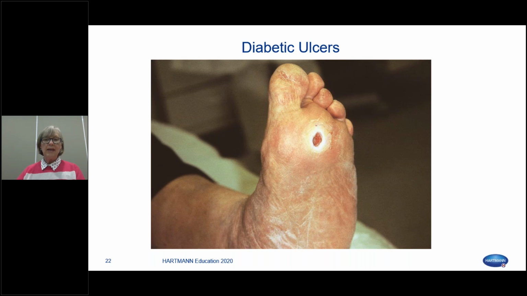Now, let's look at diabetic foot ulcers. And I'm sure you must all see quite a few of these in your practice. What can you see is wrong with this foot?